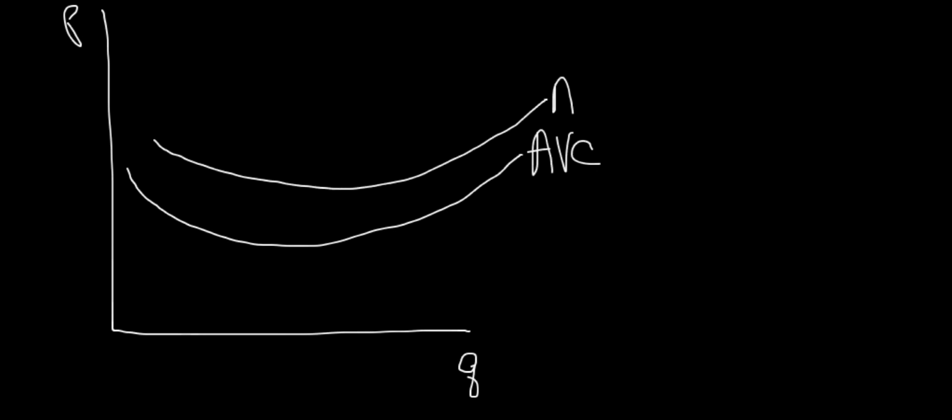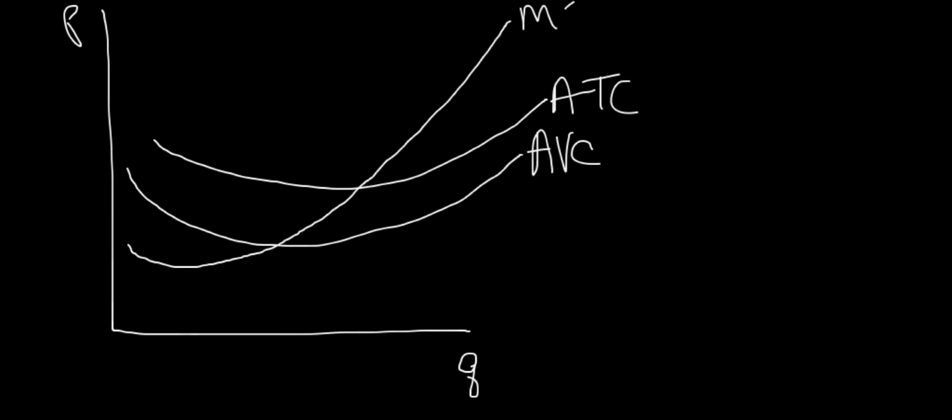All right, so the shutdown point. We're going to need some curves on here to find that. So let's put on here an average variable cost, an average total cost, and where are those minimum points? Let's see here. I'm going to say that's the minimum of the average variable and the average total cost.